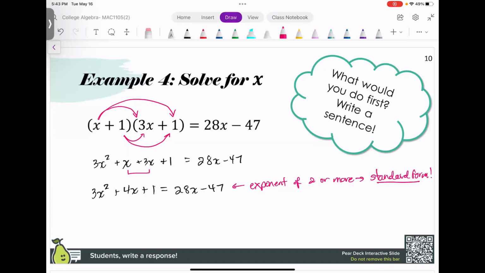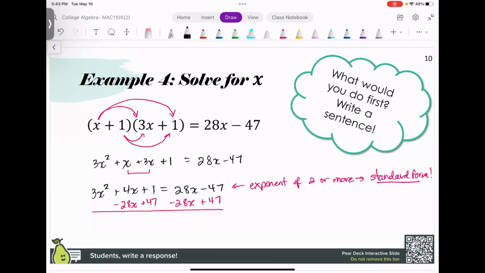So I'm going to move this 28x and this minus 47 to the other side of the equal sign. And I do that by adding 0 pairs. A 0 pair for 28x is negative 28x. A 0 pair for 47 is plus 47. And whatever I add on the right, I have to add on the left as well. So I add my negative 28x, and I add my 47.